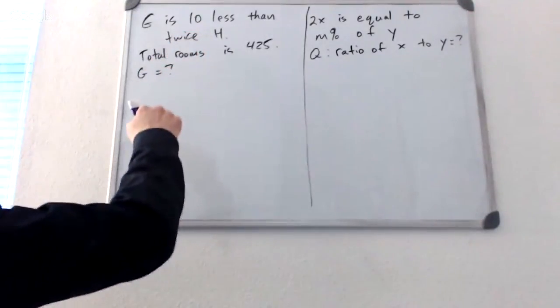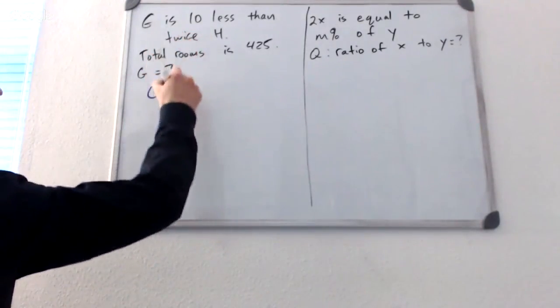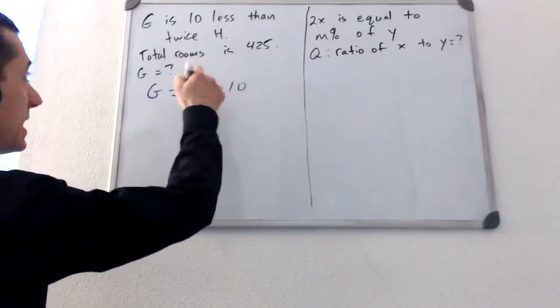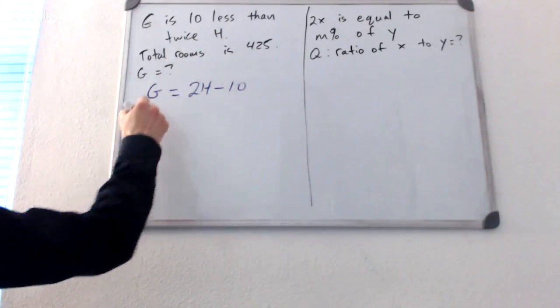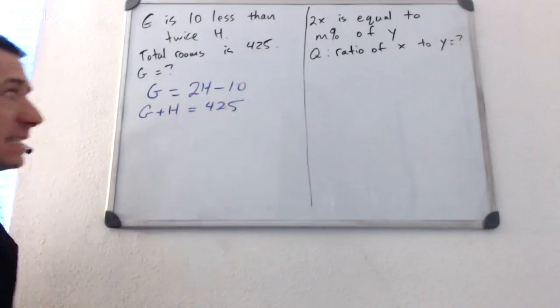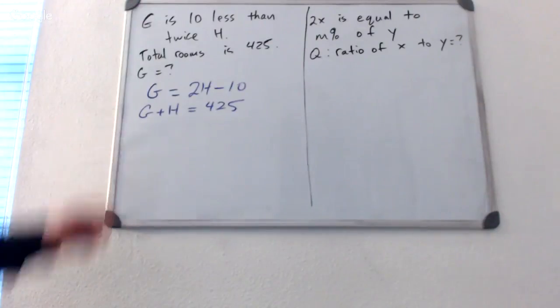G is 10 less than twice H. Okay, so G equals 10 less than twice H, so 2H minus 10, easy enough. Total rooms is 425. G plus H equals 425. Easy enough from here, a little bit of substitution, two equations, two variables.